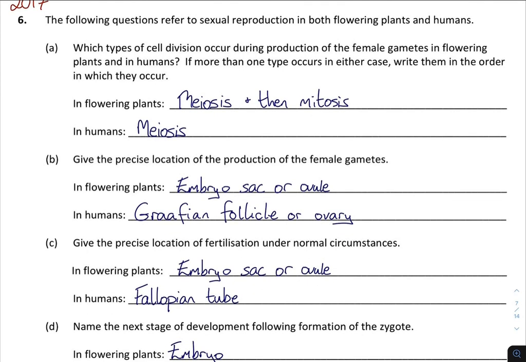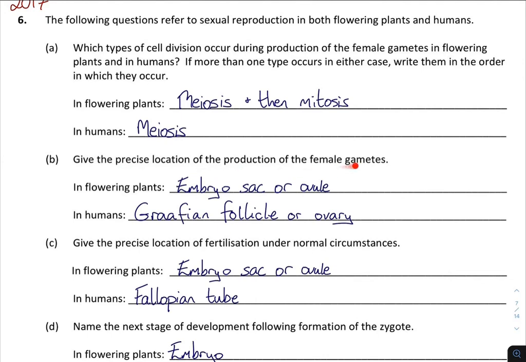So, what type of cell division occurs in the production of female gametes in flowering plants and in humans? If more than one type occurs, in either case, write them in the order in which they occur. So, flowering plants, we said it earlier, meiosis and then mitosis. In humans, it's just meiosis. Because mitosis must occur 3 times for the egg and the polar nuclei to be formed.